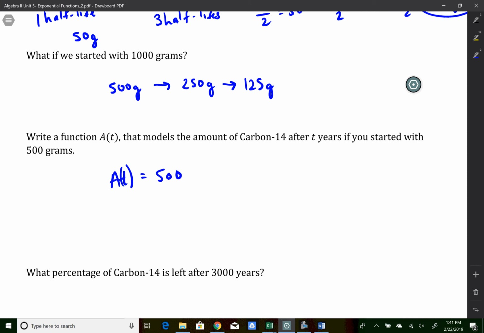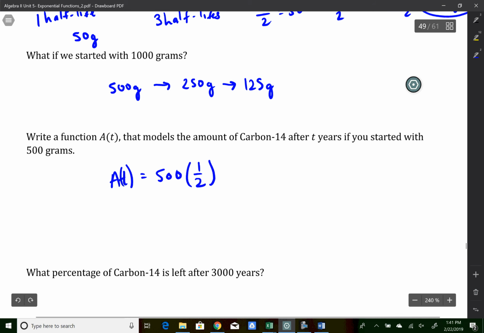That's the initial amount, just like all the other functions we've done. The thing is, what's being repeated is not the annual percentage rate or the percentage rate over the course of months or the continuous value of e. It's 1/2. I'm repeating the value 1/2 over and over and over again.